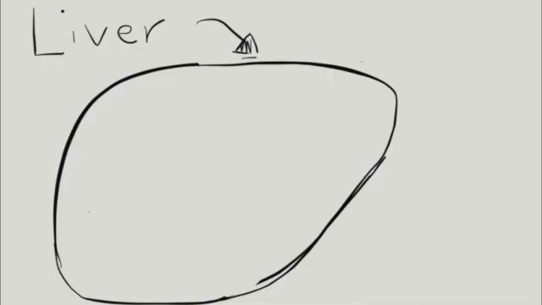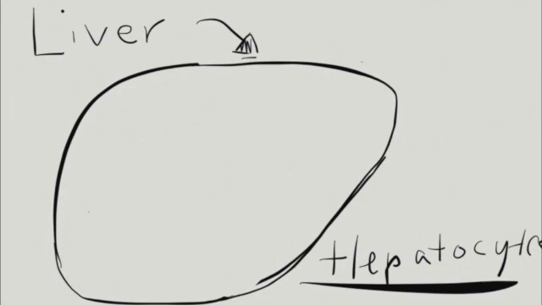Here we have a drawing of a liver. The liver is the only organ in the human body that can regrow or regenerate. The liver is made of cells called hepatocytes. Hepato pretty much can be referred to anything with the liver. Hepatocytes. So that's what a liver is made of. So now we're going to go into how a liver can regrow itself.